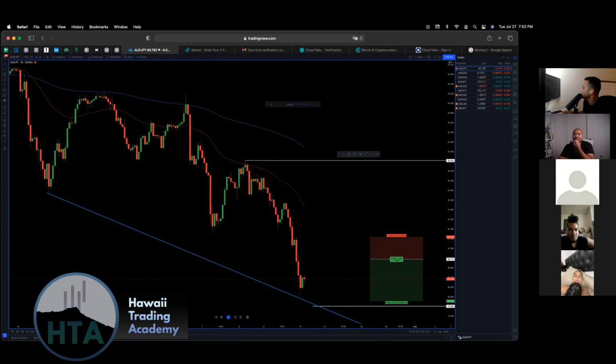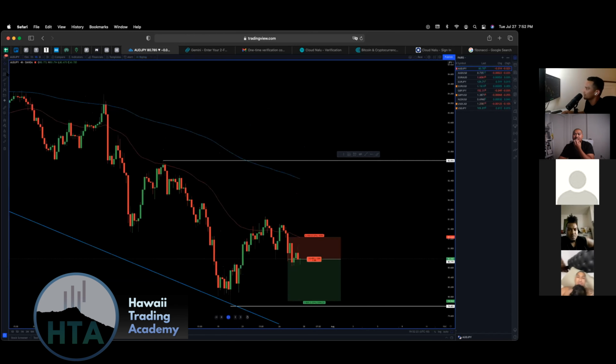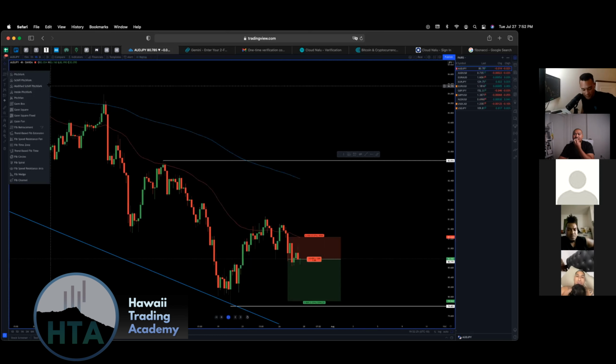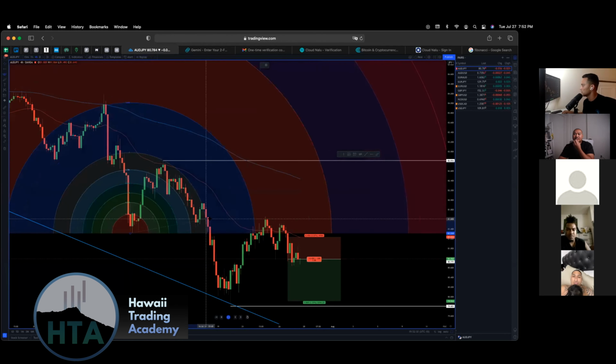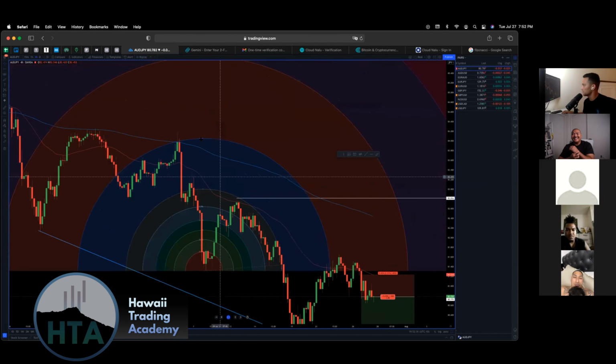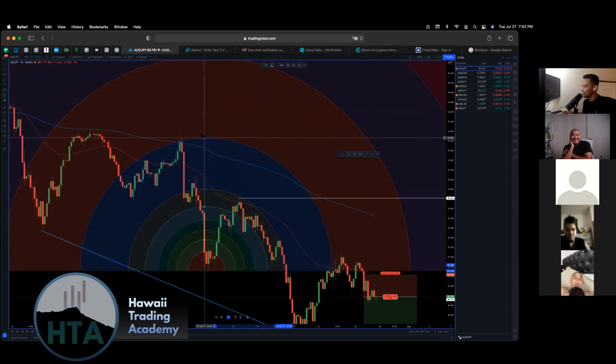So that's just another manual indicator that you could use. I'll just throw on one more thing. You could throw on Fibonacci arcs. Like, this is nuts. I've never tried this. I've never seen it. I don't even know how to explain this.